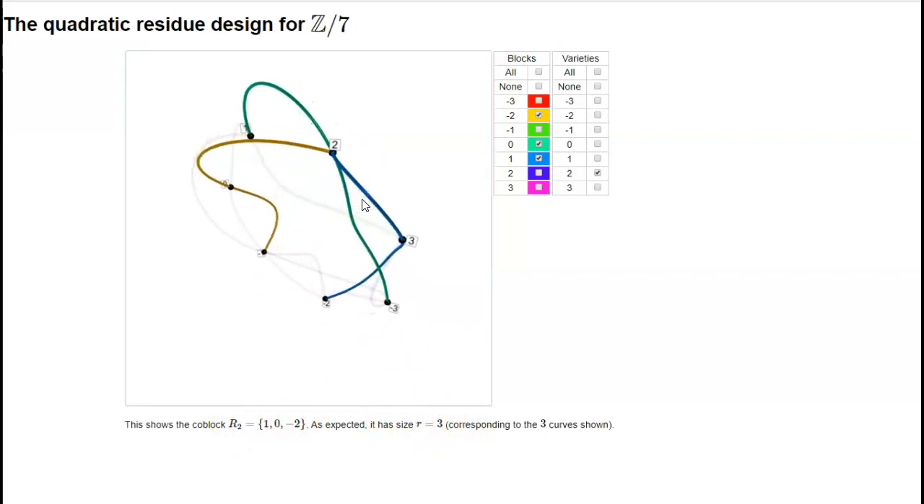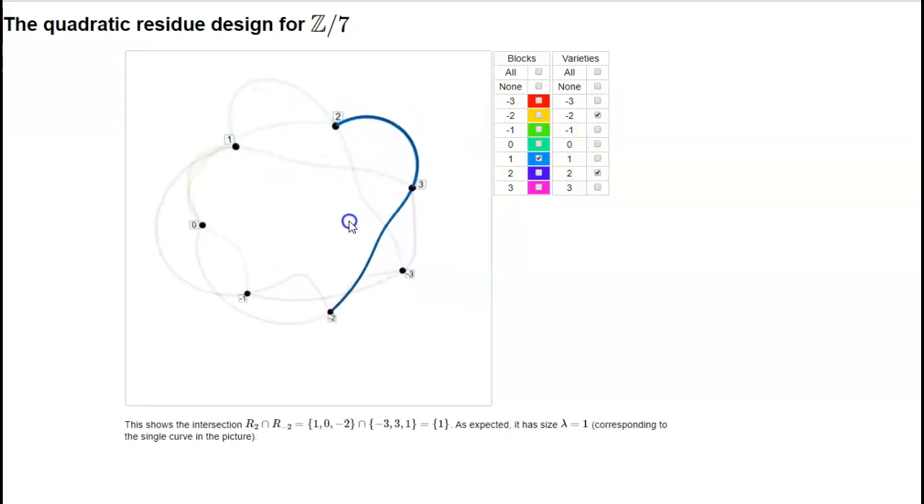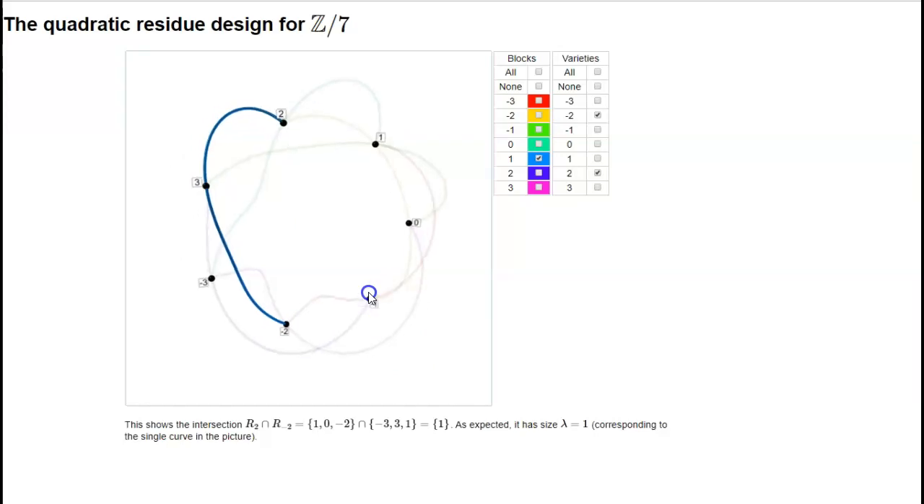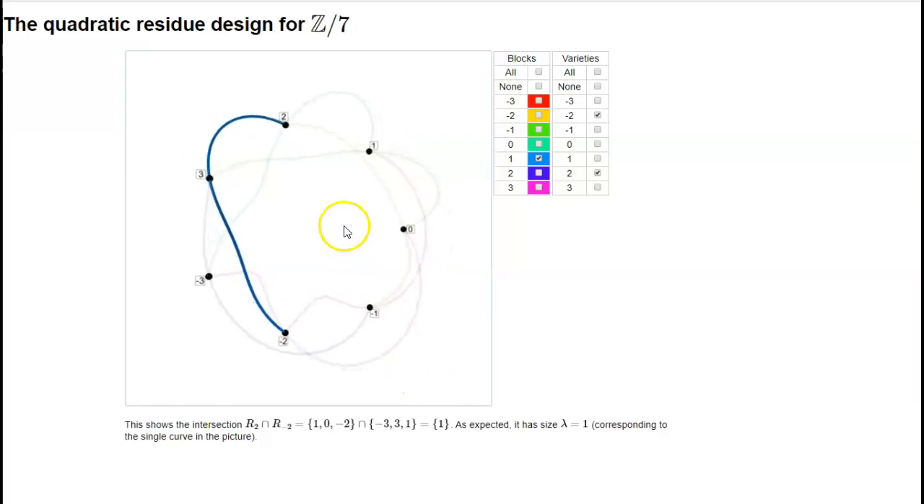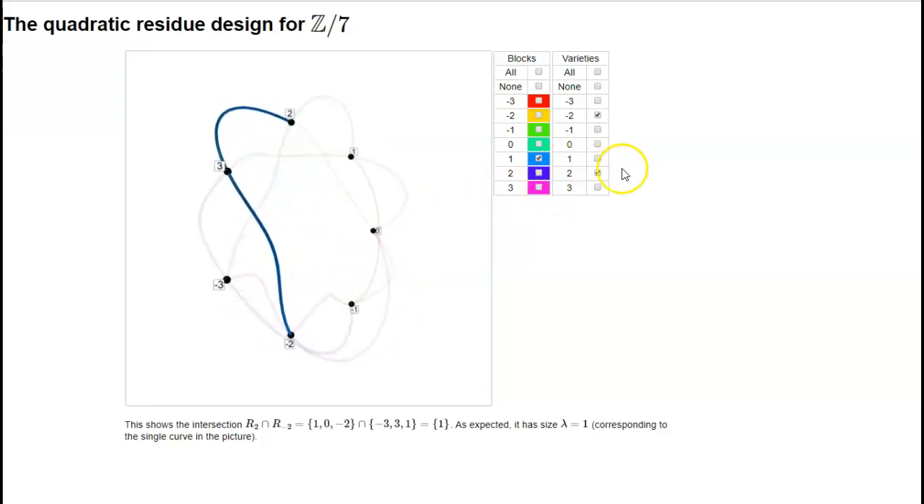The last axiom for a block design says that if you take any 2 varieties and look at the blocks that contain both of those varieties, the number of those should be equal to lambda. And this is a block design with lambda equals 1. So if we take any 2 varieties, there should be precisely 1 block that contains both of them. Here we try it with varieties -2 and 2. We find that indeed there is precisely 1 block that contains -2 and 2.